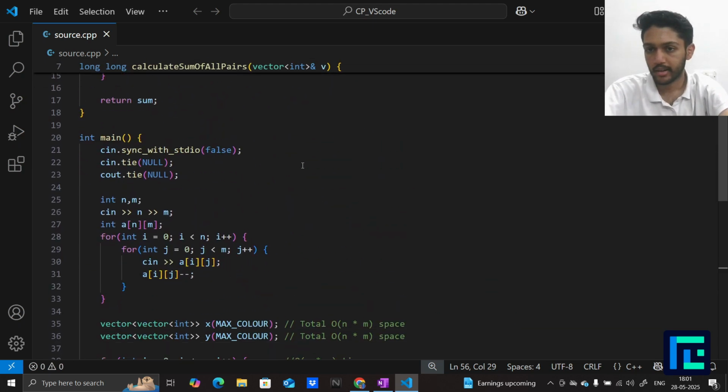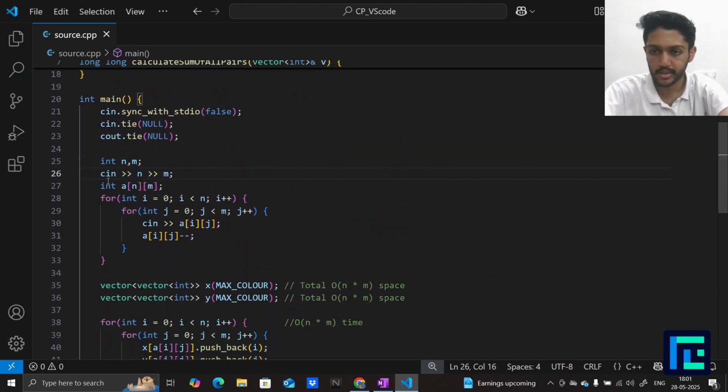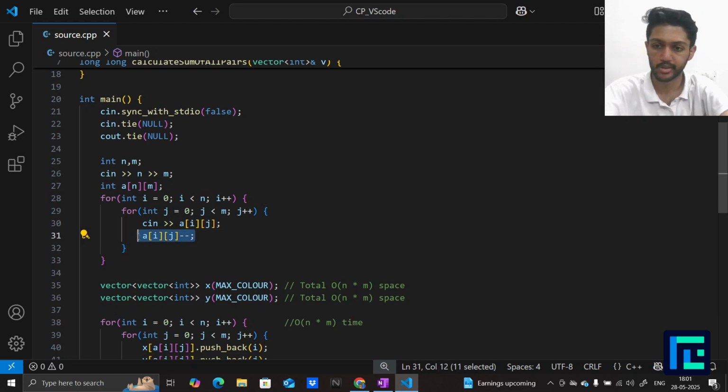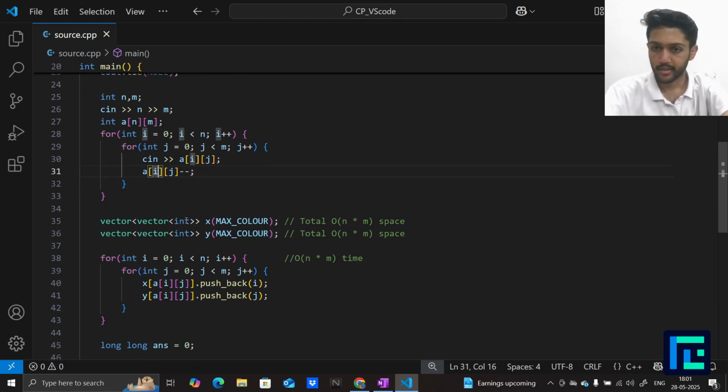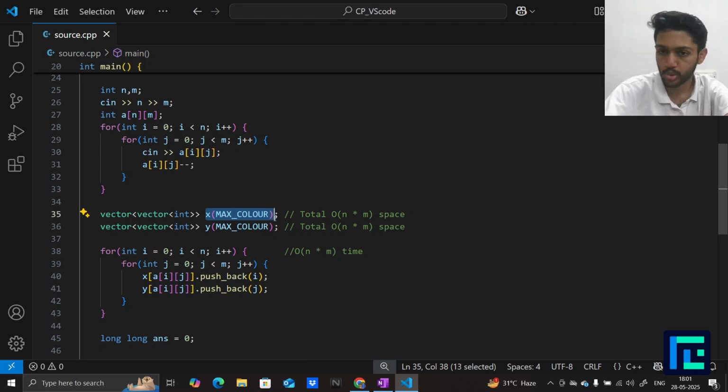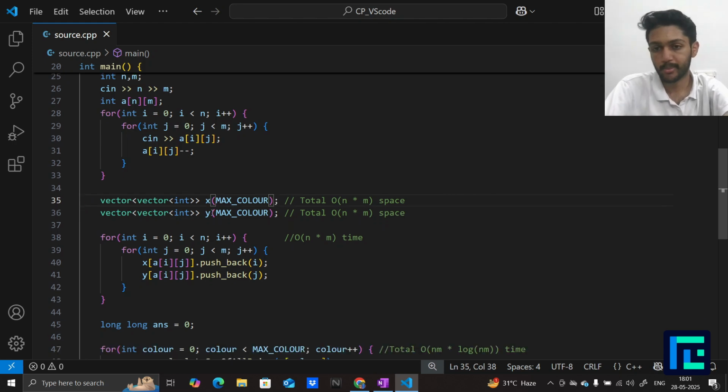So yeah, I have first taken the input in this A array, a 2D array of size n by m, right? And also I have made it 0 indexed. The colors were from 1 to 10 to the power 5, I made them 0 to 10 to the power 5 minus 1. Okay. And then I have arranged these x and y. So for every color, this x of I just stores all of the x coordinates having the color I. Okay. And same for y.